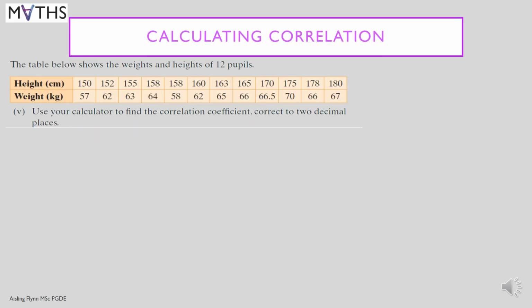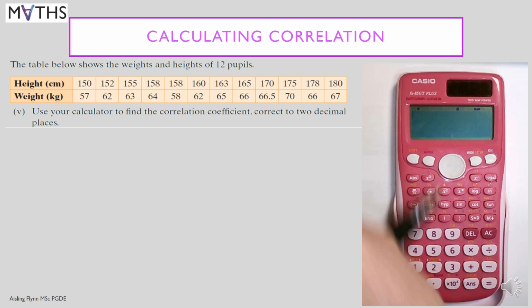Okay, and finally, use your calculator to find the correlation coefficient, correct to 2 decimal places. Okay, so I've done that on the calculator here, so let's have a look at that. In this video I'm going to show you how to calculate the correlation coefficient using the Casio calculator. There are newer versions of this calculator out, so I plan to make a video with those shortly, but they will have similar menus, perhaps in different locations, so do your best for now.